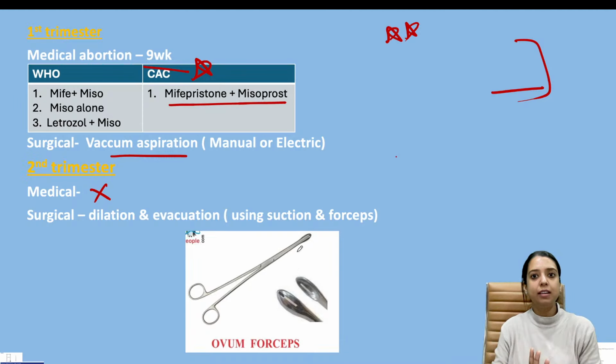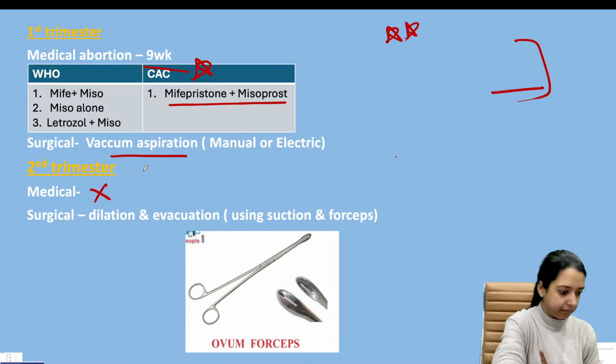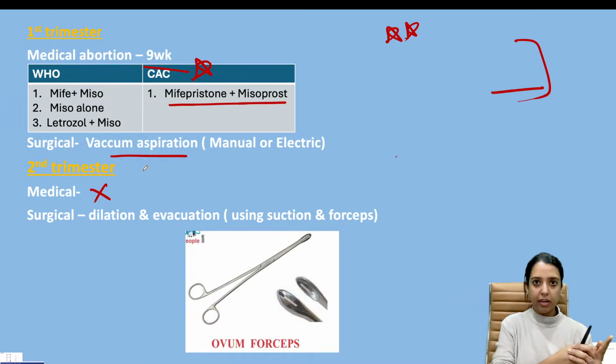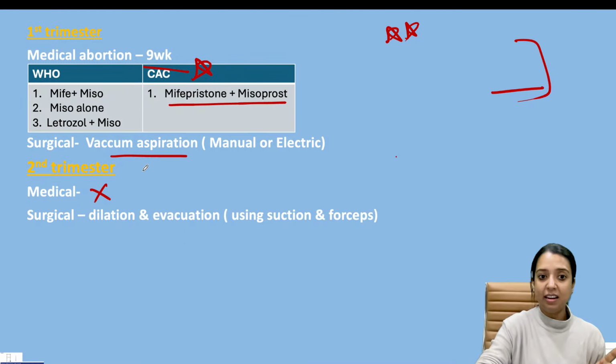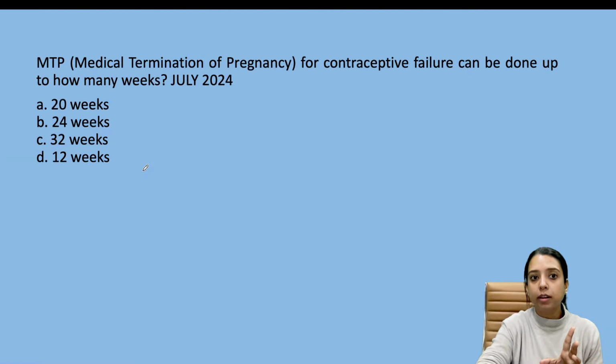So both of these are used after 12 weeks. And the term is dilation and evacuation. The term for first trimester is vacuum aspiration. ठीक है? ठीक है? Vacuum aspiration and dilation and evacuation. Terms, please, you have to be very clear with that. These are the Indian guidelines, so there should be no confusion about that.